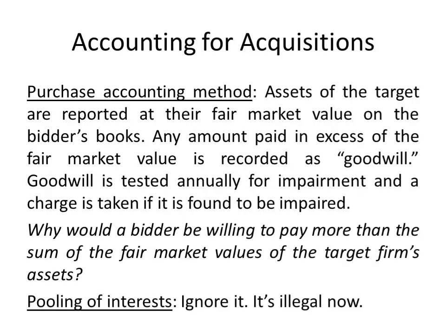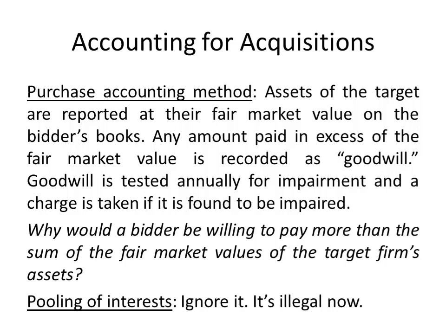Now we're going to talk about how you account for acquisition. The purchase accounting method says that the assets of the target are to be reported at their fair market value on the bidder's books. What does fair market value mean? For instance, if the company had 3 factories, I would find out how much each of those factories would sell for in the open market. That would be their fair market value.